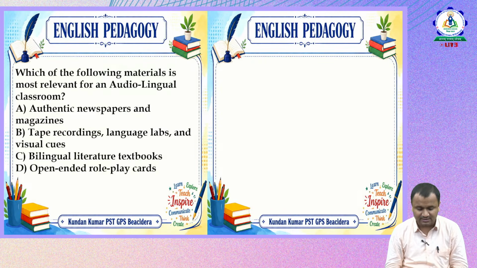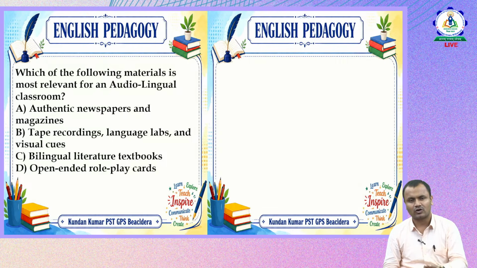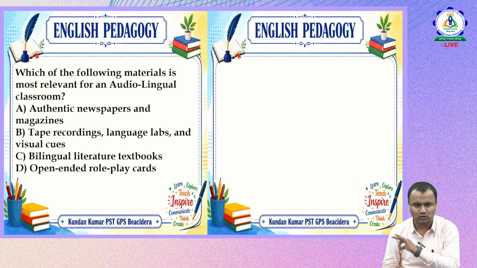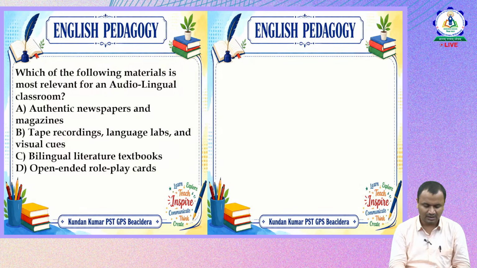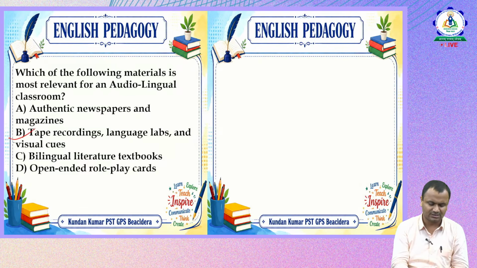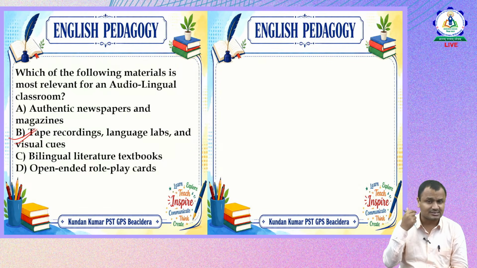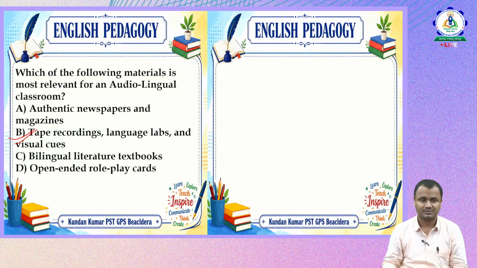Which of the following materials is most relevant for the audiolingual method? Or you can say, the most important TLM for the audiolingual method, without which it cannot be followed. Tape recordings, language labs and visual cues. These are the important elements, because you have to record the pronunciation of the native speaker and ask the student to listen to it, copy it, imitate it. So you need tape recording, language lab, visual cues, and videos.